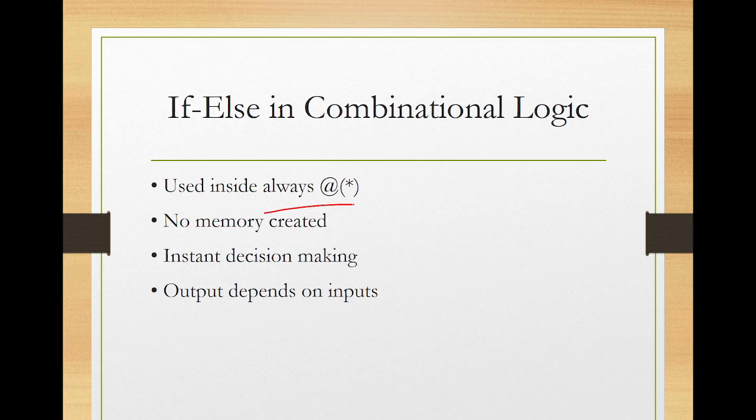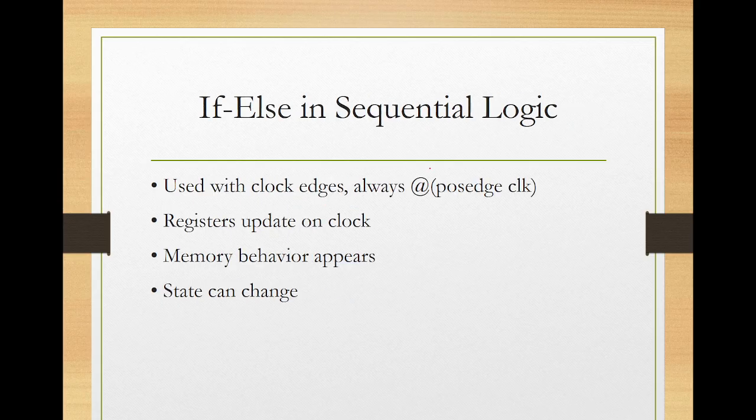No clock required. Now add a clock. So after adding a clock, always @(posedge clk). Everything changes. Now decisions occur only at clock edges. Now outputs can be stored. Now registers can exist. Now we have sequential logic. Same if statement. Completely different hardware. That's the power of context.